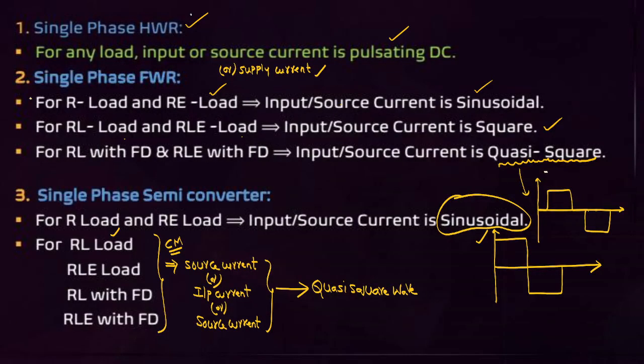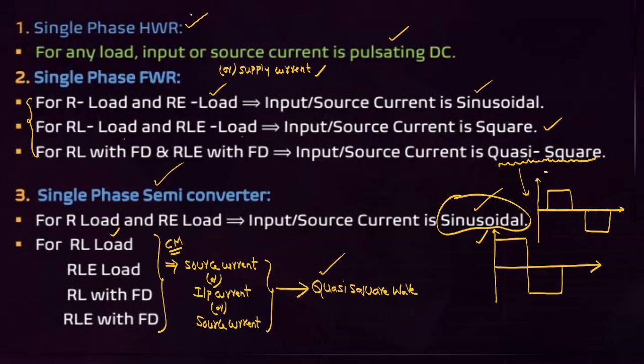That is, in full wave rectifier, there exist three types of waveforms. R load, RE load, one waveform. RL load, RLE load, one waveform. RL and freewheeling diode, RLE and freewheeling diode, quasi square. What about single phase semi converter? In single phase semi converter, R load and RE load, sinusoidal. Remaining loads, quasi wave. That is, in semi converter, two waveforms exist. Without inductor case, sinusoidal. With inductor case, it is a quasi square wave.